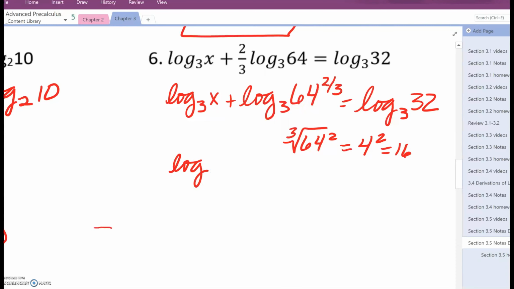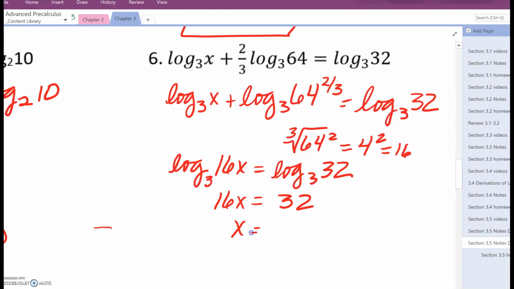And then you want to multiply that by the x, because you're using the product property here. So that would be the log base 3 of 16x equals the log base 3 of 32. So 16x equals 32, which means that x is equal to 2. And double check, that doesn't make anything up there non-positive, so I'm good to go.